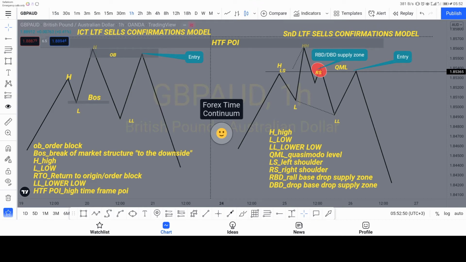So this is it, guys. Backtest both models. Whatever model is present, trade it.